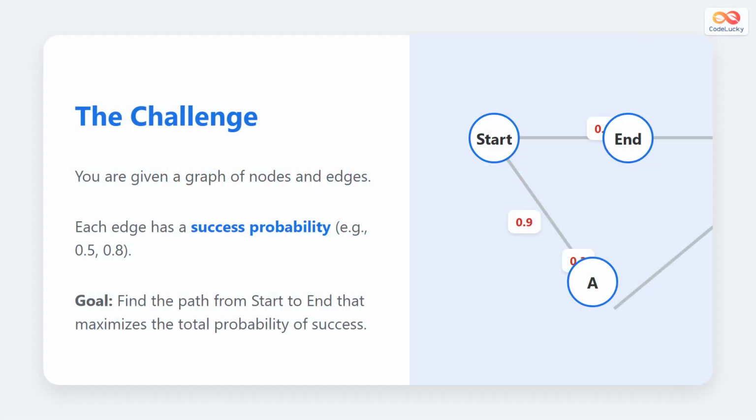You are given a graph where nodes represent locations and edges represent paths connecting them. However, unlike a normal map where edges have distance, here each edge has a success probability. Your task is to find a path from the start node to the end node that has the highest chance of success.